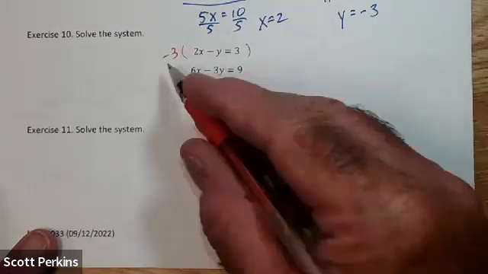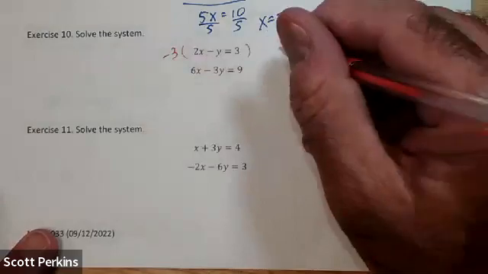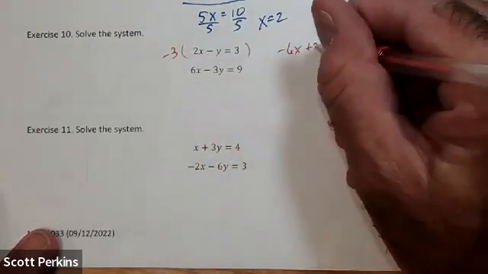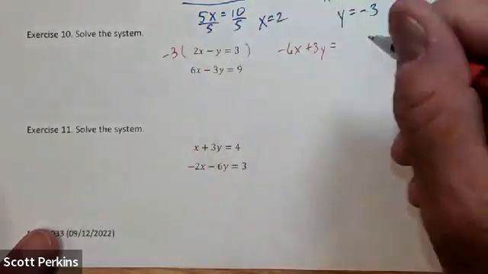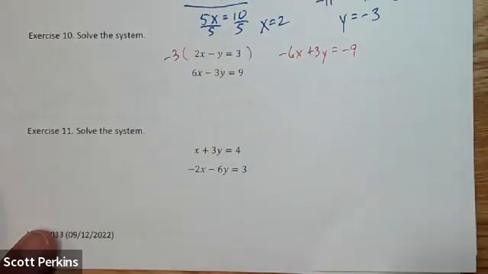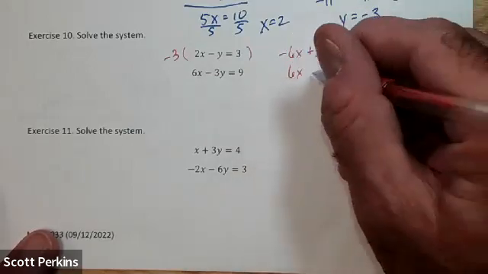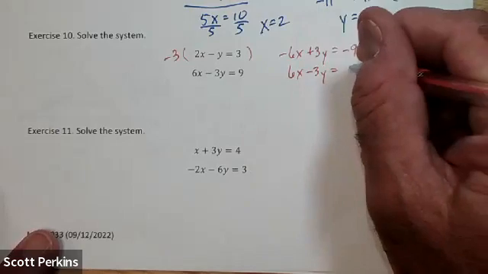So when I do that, the top equation becomes -3 times 2x is -6x. -3 times -y is +3y. And then -3 times 3 is -9. The bottom equation, I haven't done anything to, so it stays 6x minus 3y is equal to 9.